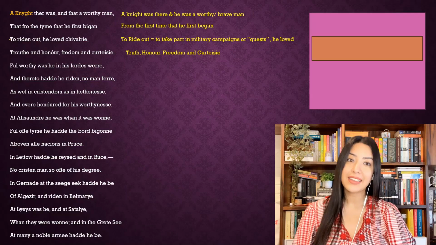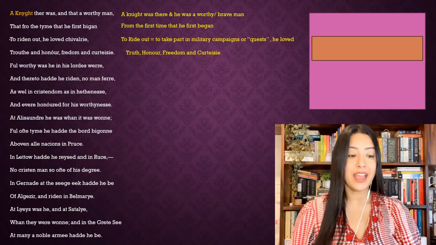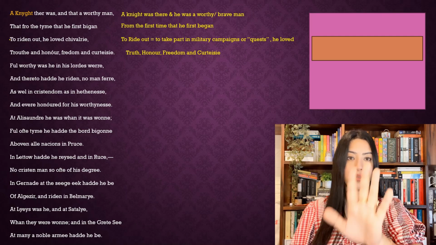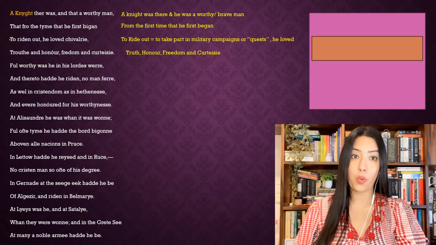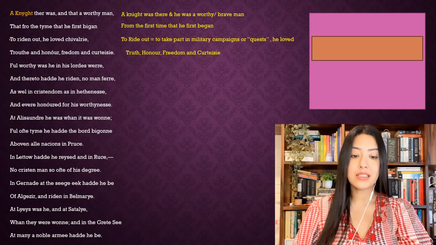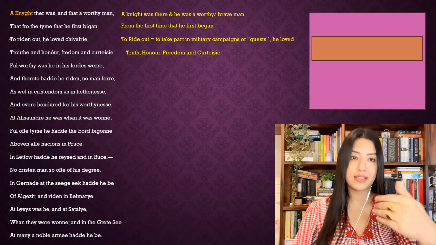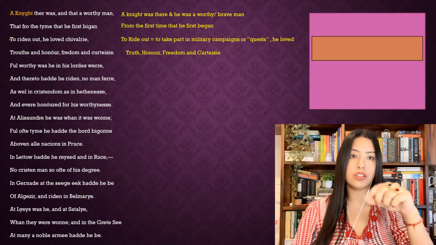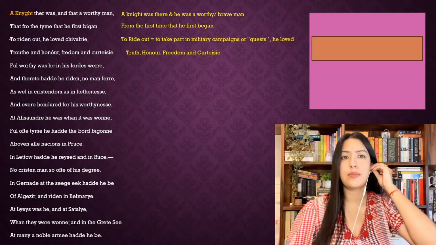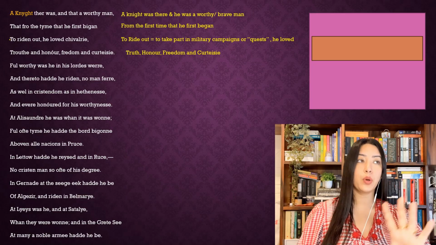So the first character we are introduced to in the Canterbury Tales is the knight. The text I've given on the left-hand side in white is the original text. The one in yellow is the translation, the literal translation in today's English of the original text. I'll read out the translation, you can read the original on your own, and then I'll explain the whole thing to you.